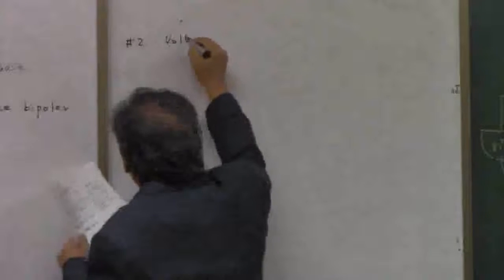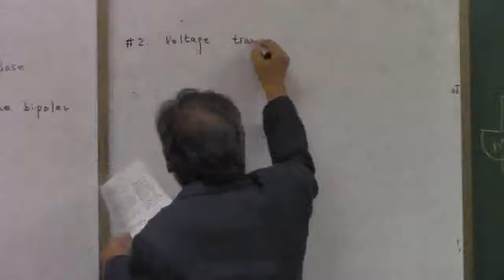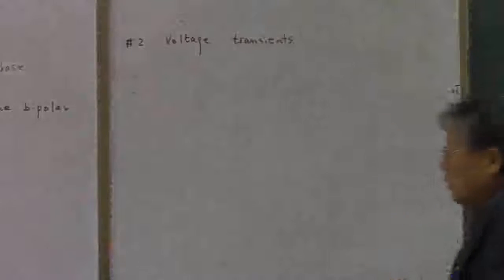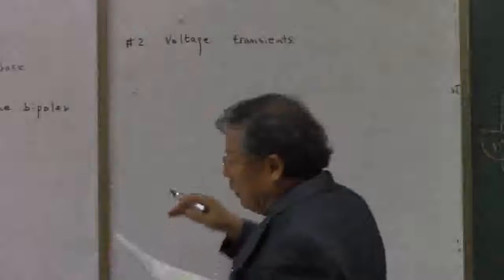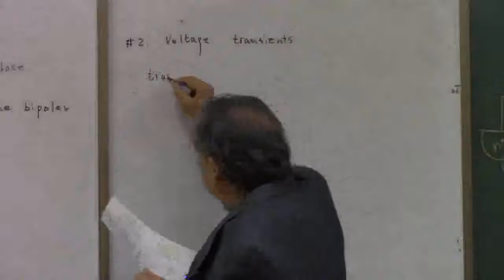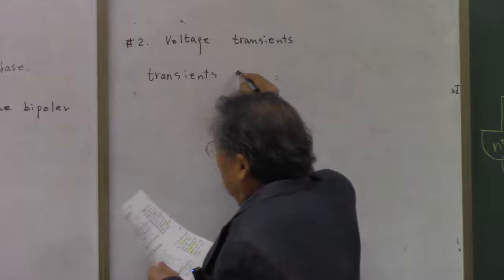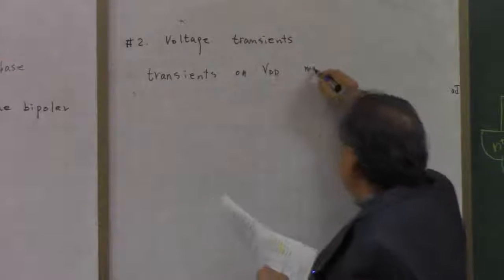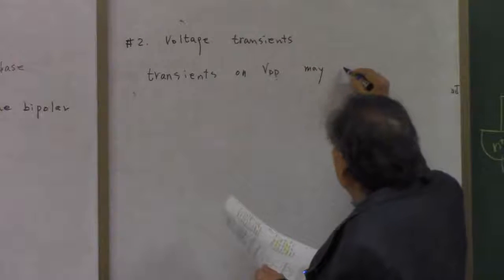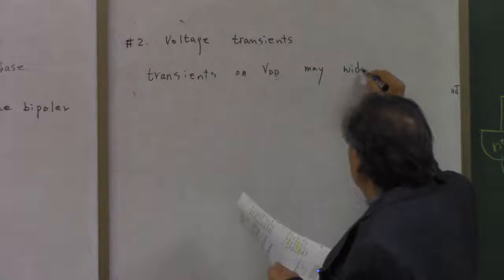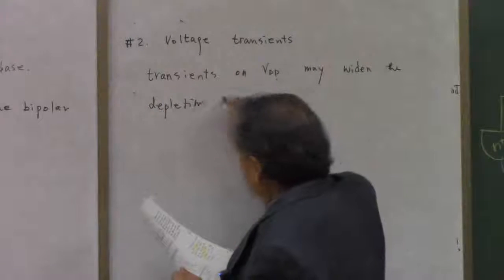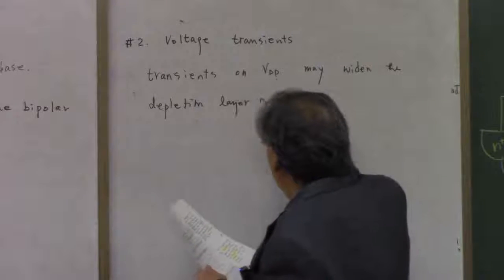And number two is voltage transient. If you change the switching, for example, a transient on VDD may widen the depletion layer of P1.